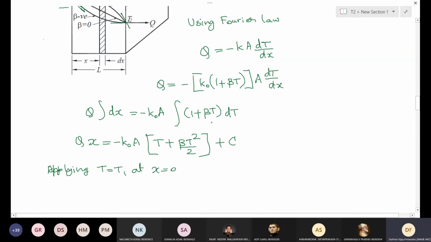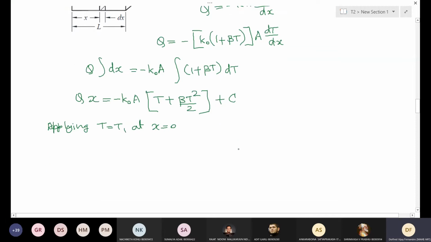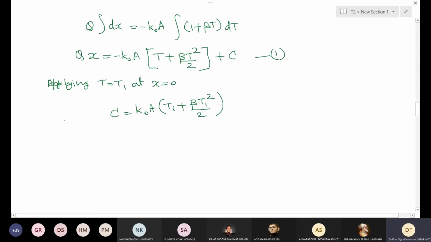Okay, we can obtain that constant C. Come on, tell me what is the constant C? C equal to K0 A into T1 plus beta T1 squared by 2. Now substitute into this equation, and you have the expression for temperature distribution.